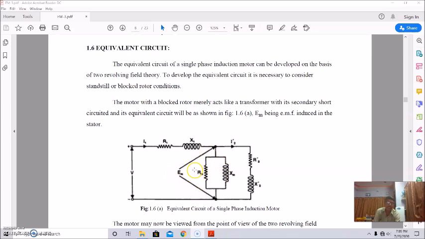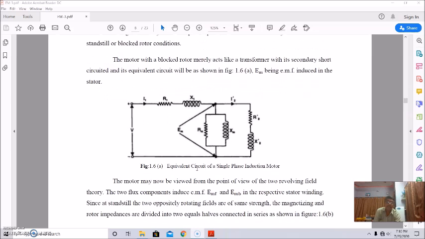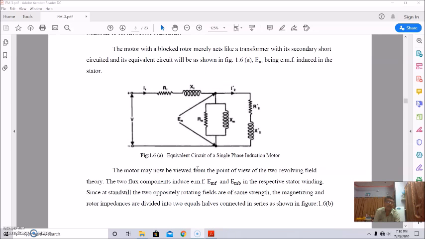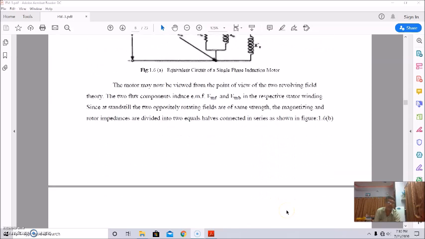Let E_m be the EMF induced in the stator winding. The motor can now be viewed from the point of view of the two revolving field theory. The two flux components induce EMFs, say E_f and E_b, that is the forward flux and the backward flux, in the respective rotor and stator winding. Since at standstill the two oppositely rotating fields are of the same strength, the magnetizing and the rotor impedances are divided into two equal halves connected in series, and that is shown here.